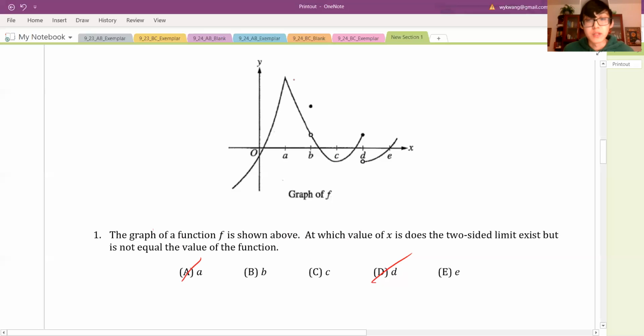Let's look at B. Does the two-sided limit exist first? Yeah, it looks like it, because the limit from both sides is approaching the same point. It's approaching this point right here, right? Now, does this limit equal the value of the function? Well, we plug in B and we get, oh, the value of the function is way up here. That's, I think, a removable discontinuity, right? So it doesn't equal that. So that's the right answer, B.